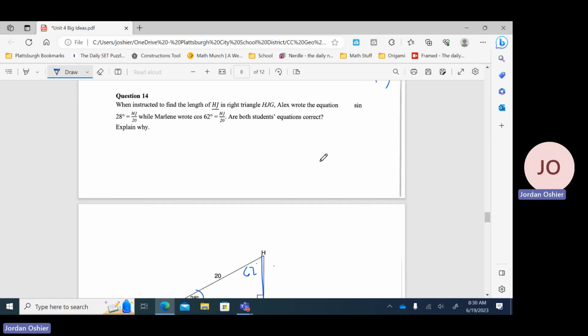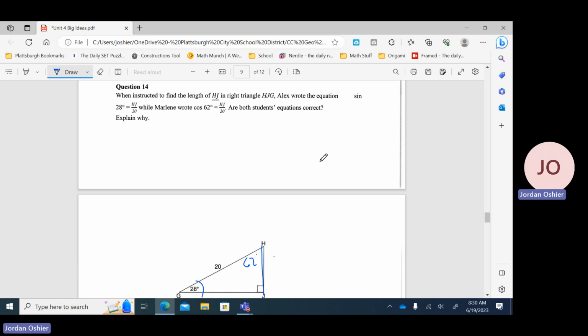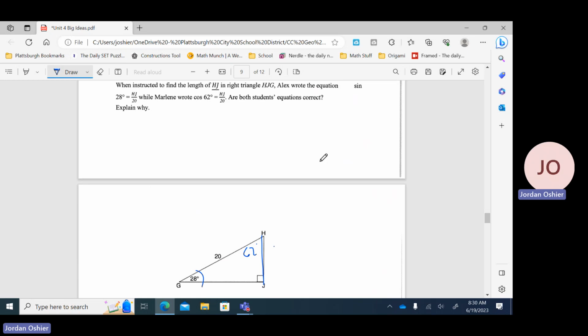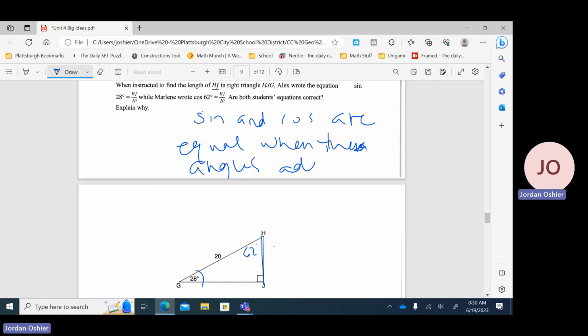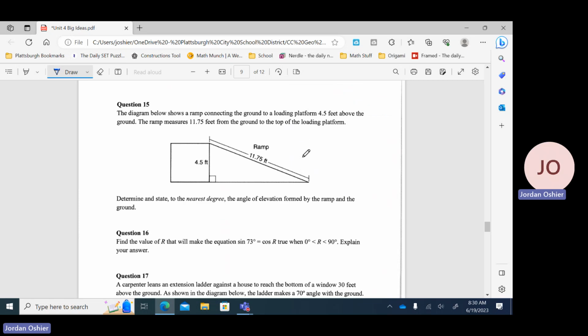Explain why. So you could go into a long explanation of how sine is opposite over hypotenuse, which Alex did, and Marlene did cosine, which is adjacent over hypotenuse, and show that they're the same. Or you could say sine and cosine are equal when the angles add to 90. So they are both correct. That's that thing again. It's sine A equals cosine B. That's what they're asking about. But again, there's multiple ways to explain why they're both correct.